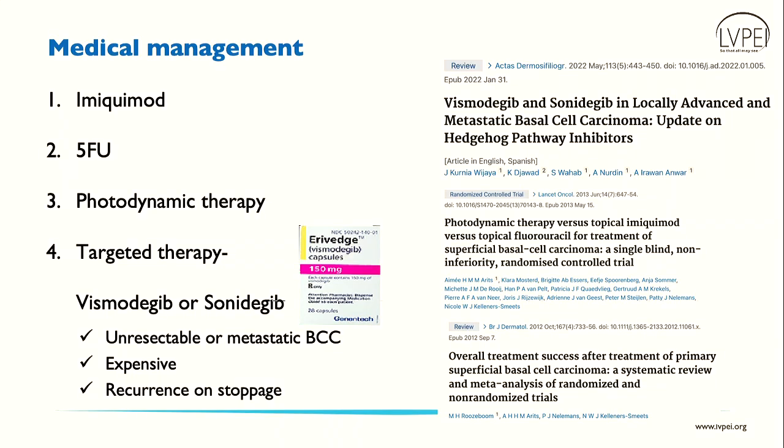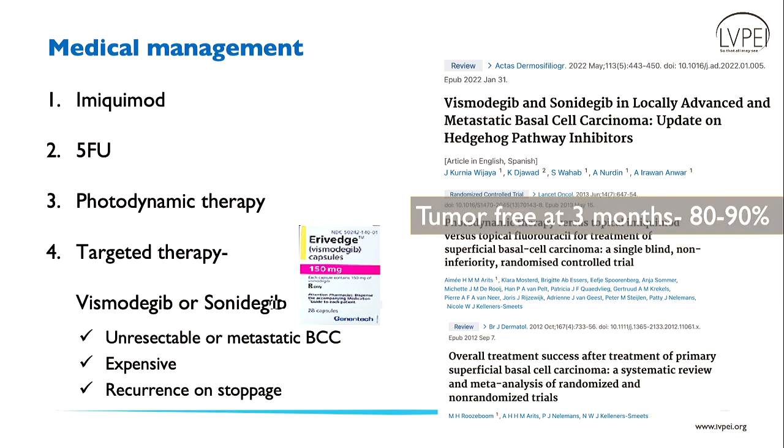For medical management, a drug which has been described in literature, but we don't have it available in India, is vismodegib, and it is used for unresectable or metastatic basal cell carcinoma. But it is extremely expensive and we need to give it lifelong, as soon as we stop the drug, there is recurrence.